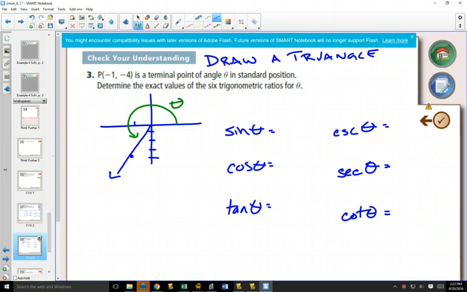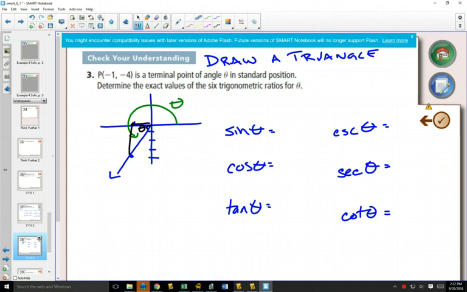How do we draw that triangle? Well, we know we have the point (-1, -4). Theta is related to its reference angle, and we looked at reference angles and how important they were. Well, here's another reason they're important. Because when we make our triangle, we have to make our triangle with our reference angle.